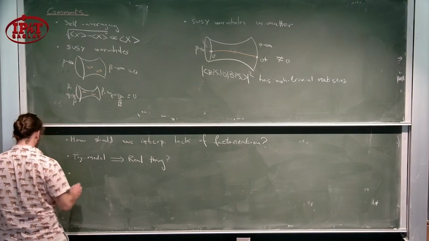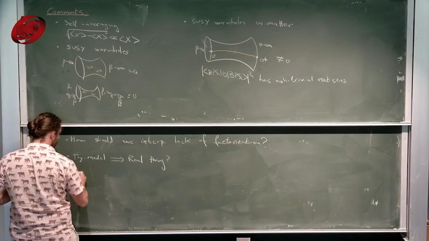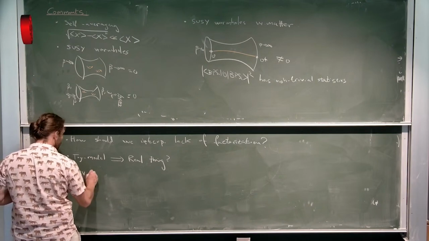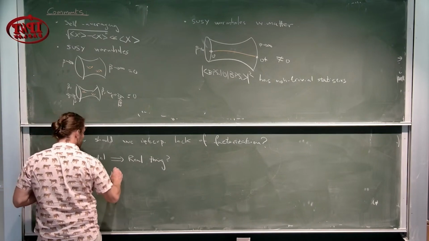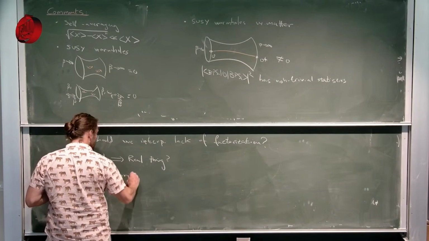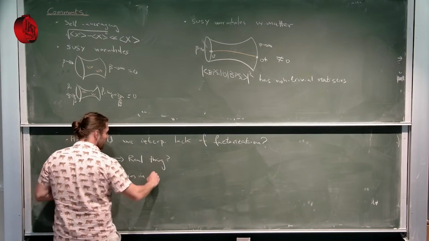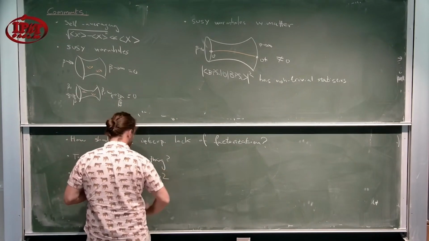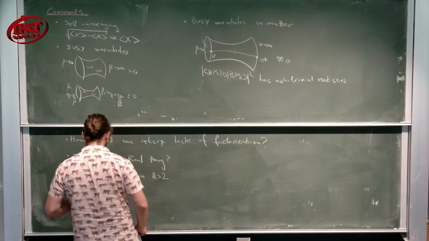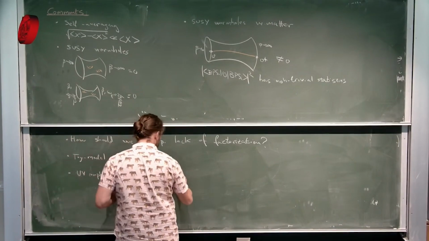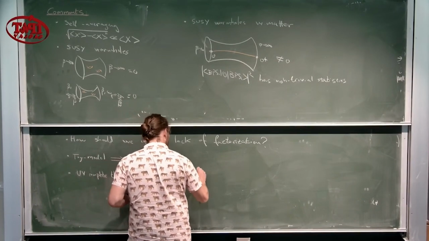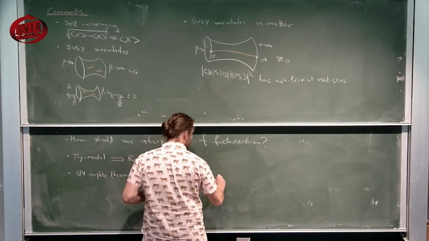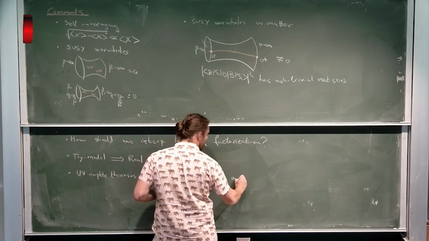So the third question is, can we find UV complete theories in greater than 2 dimensions that have bulk duals and are ensemble averages?